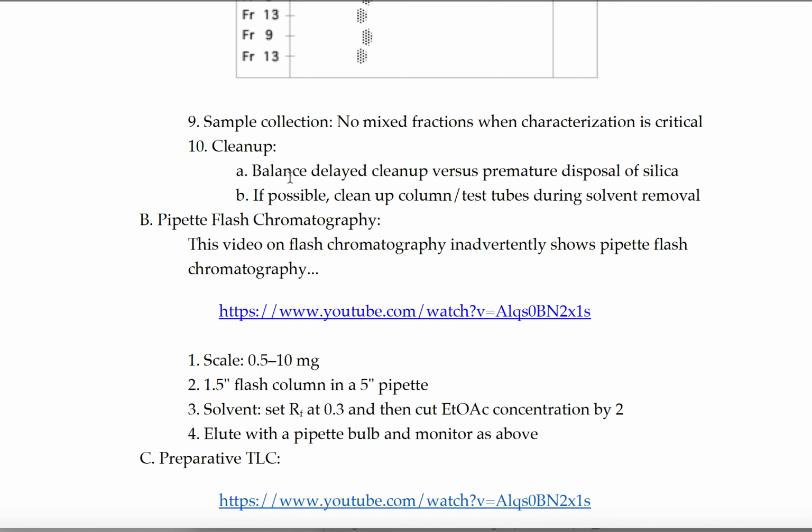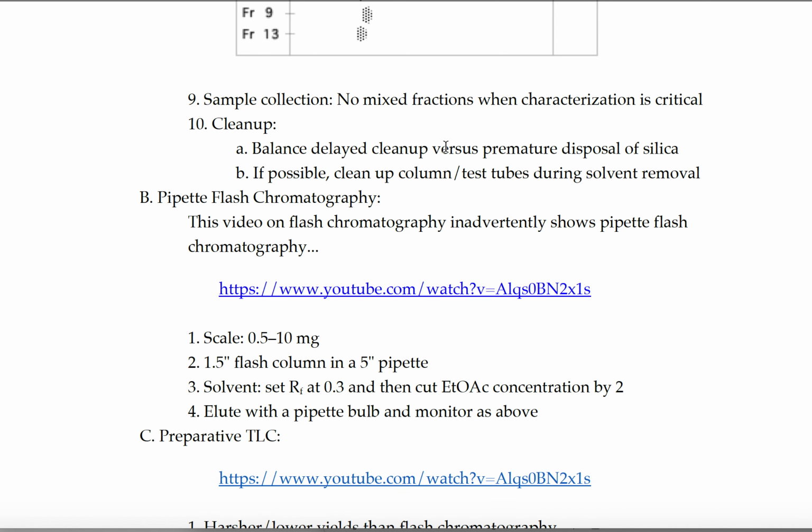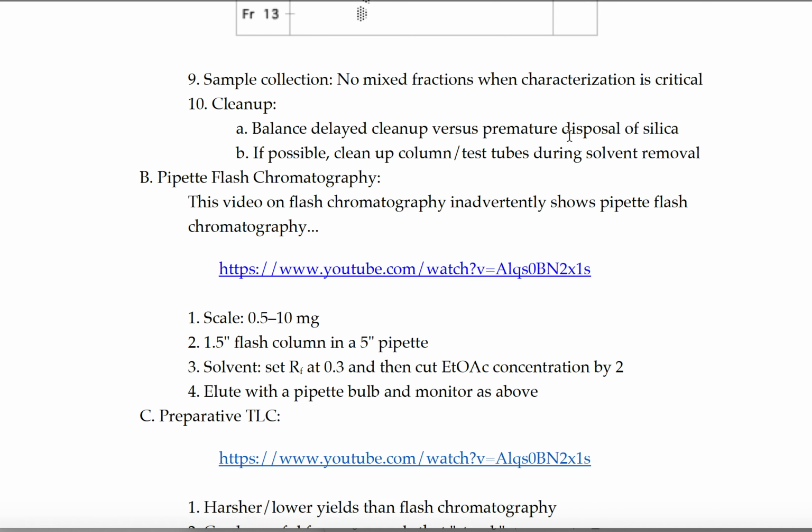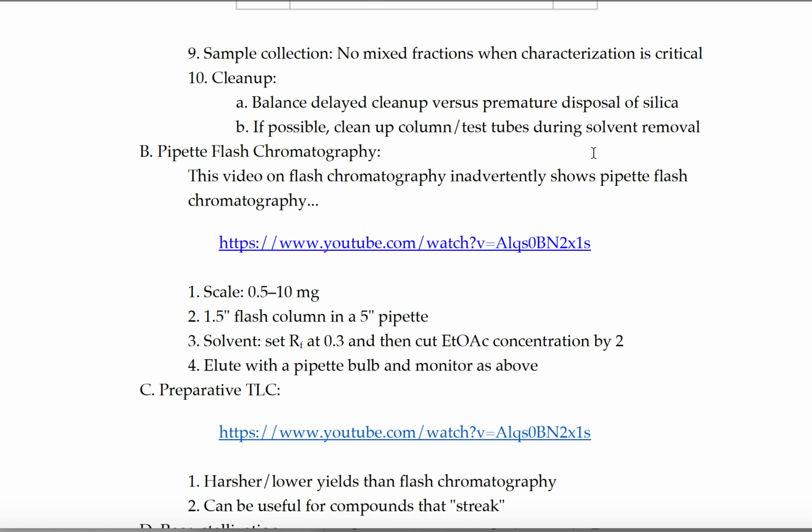If you're in doubt, wait, but clean up. Don't leave all your columns in the hood full of silica gel just because you might regret it. Get over it. Get therapy. That's what you need, therapy for that one. So clean all the stuff up. Clean up the test tubes. Clean up the rack. A whole cleanup should take 2 minutes. It's just a trivial thing to do.